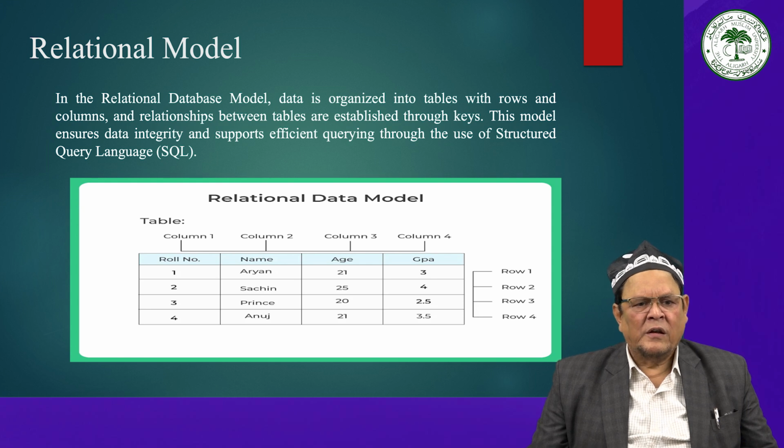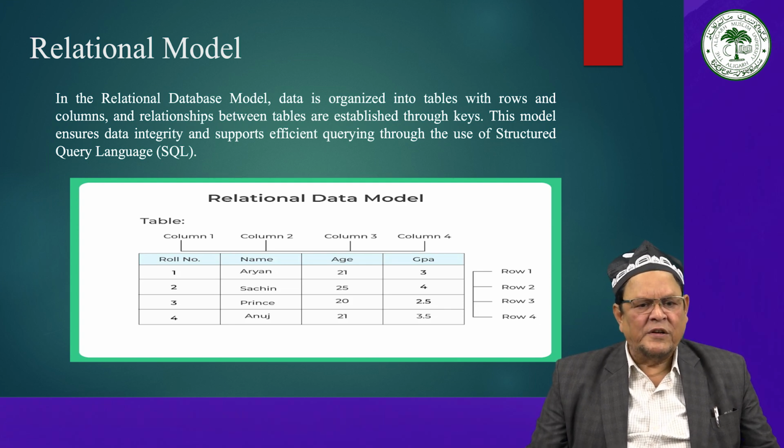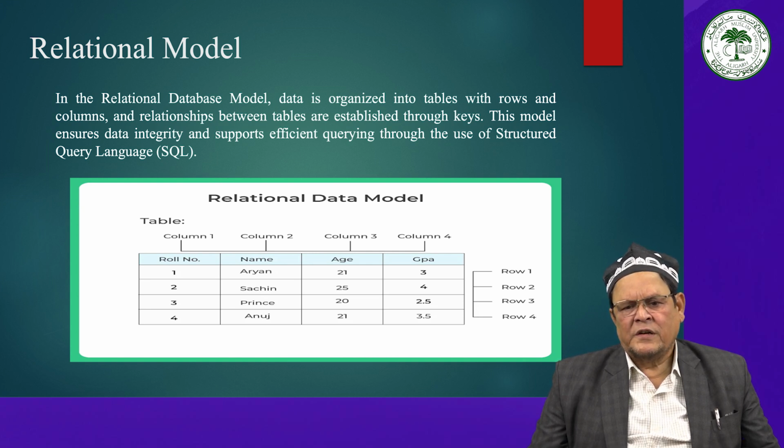The relational model stands as a cornerstone in the realm of database management systems. Picture it as a well-organized spreadsheet where data is stored in tables with rows and columns, forming relational structures. Each table represents an entity and the relationships between the tables are established through keys. Normalization principles are applied to ensure data integrity, minimizing redundancy and anomalies.